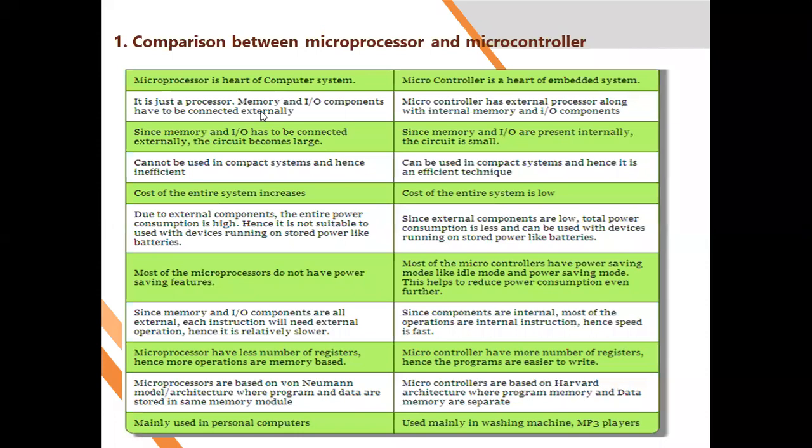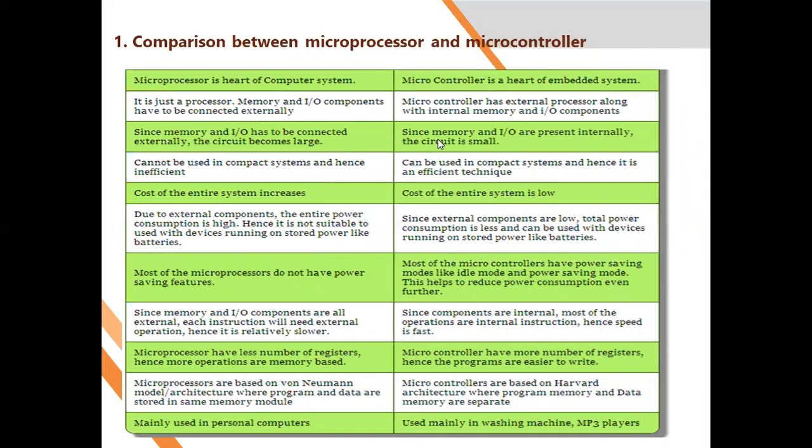So how can we give the data, or how can we take the data? For that we need an additional IC, and only when we combine these two ICs is input and output transfer possible. That is not the case with the microcontroller. You can easily give input data and take output data by using IO pins. It has all peripheral devices internally. Since memory and IO have to be connected externally, the circuit becomes large and quite complicated.